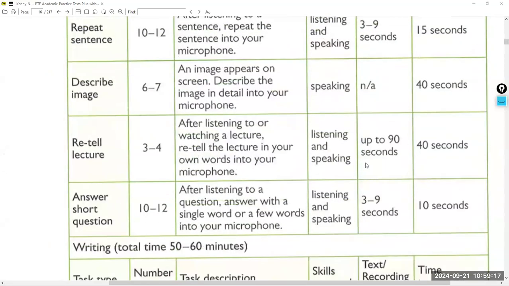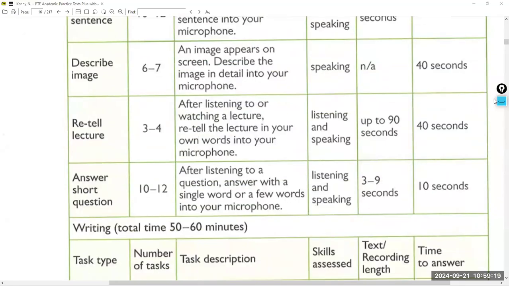Now, the next task is retelling a lecture. Now, the number of times that this task is going to be shown to me is from 3 to 4 times. After listening or watching a lecture, I have to retell that lecture in my own words. And absolutely, I have to speak or retell the lecture into my microphone. Now, the skills are listening and speaking because I have to listen to the lecture. Then I have to speak about this lecture.